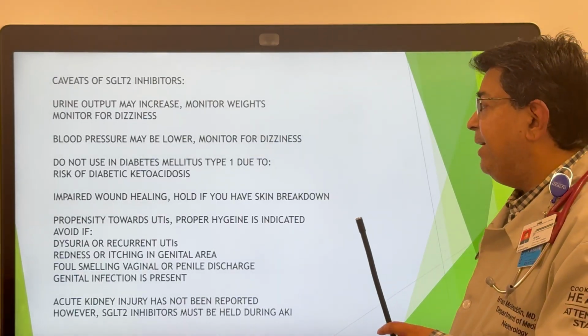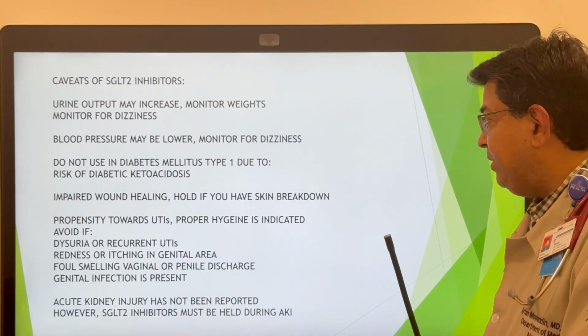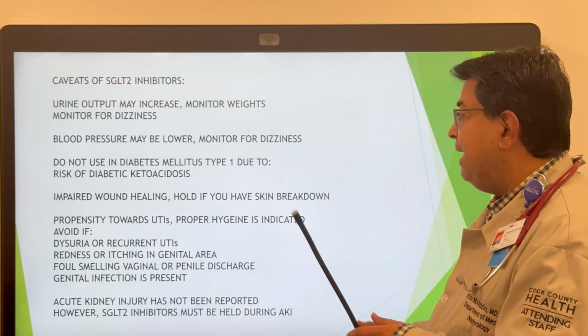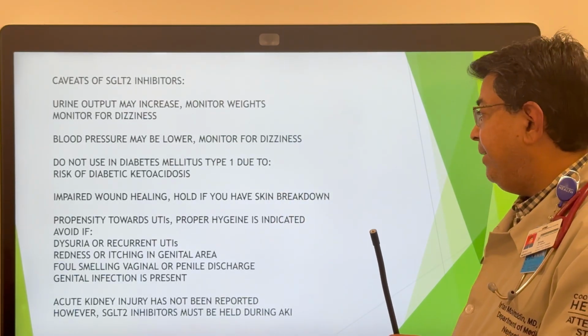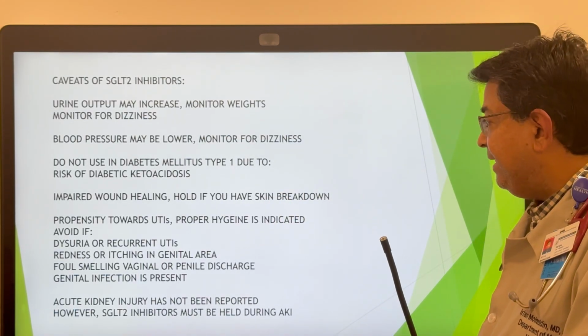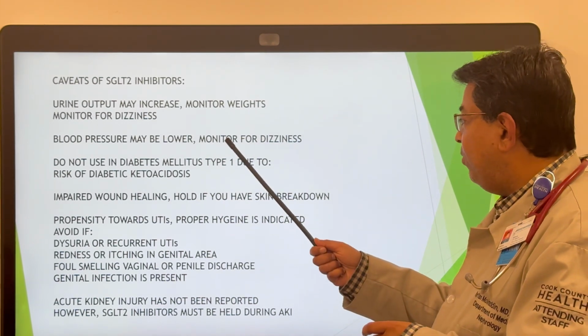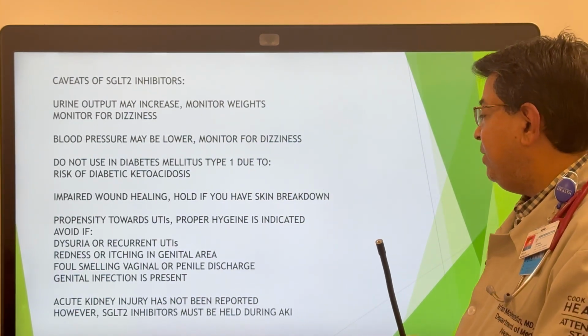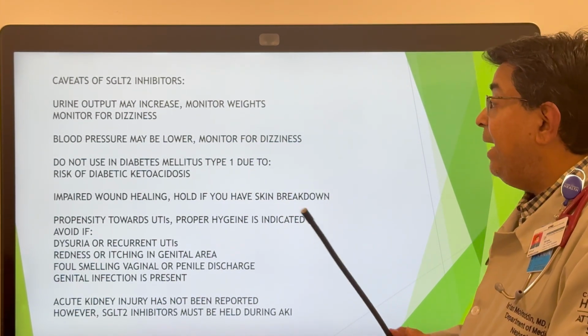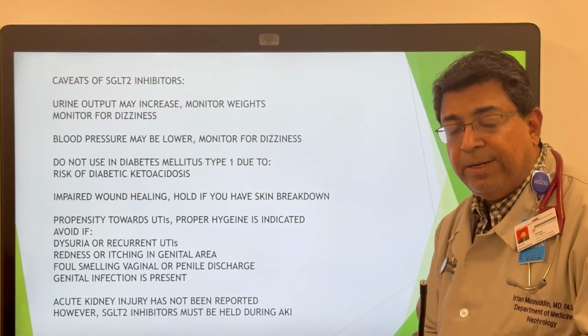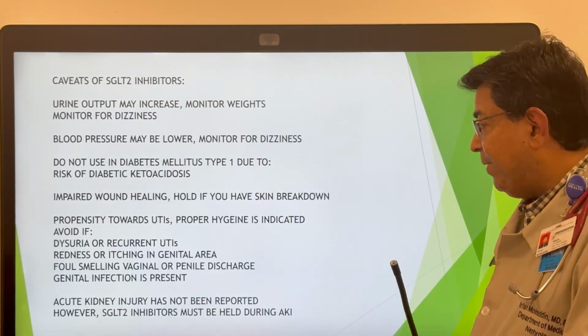So just to summarize, caveats of SGLT2 inhibitors: urine output may increase, and so you should monitor weights and monitor for dizziness. Blood pressure may be lower. Again, monitor for low blood pressure and dizziness. Do not use in diabetes mellitus type 1 because of the risk of diabetic ketoacidosis.